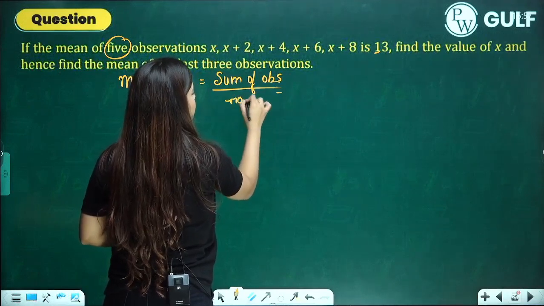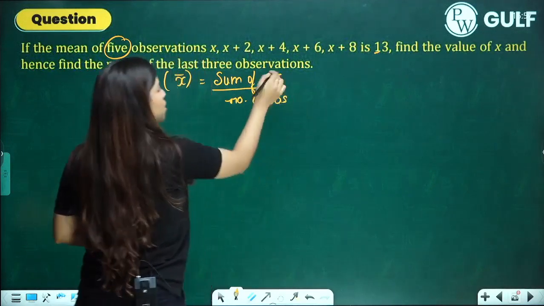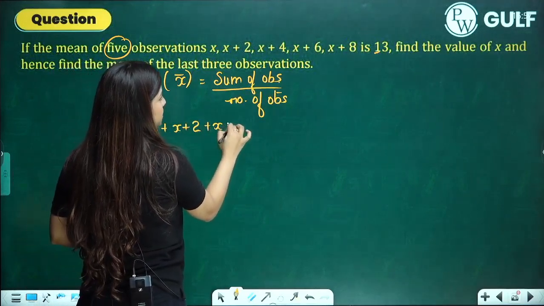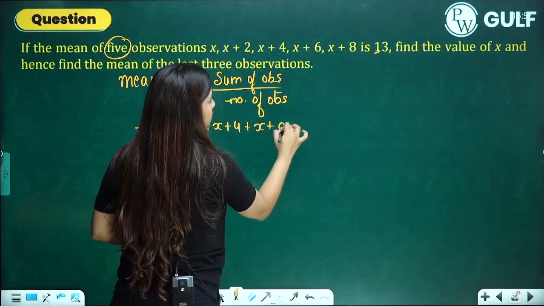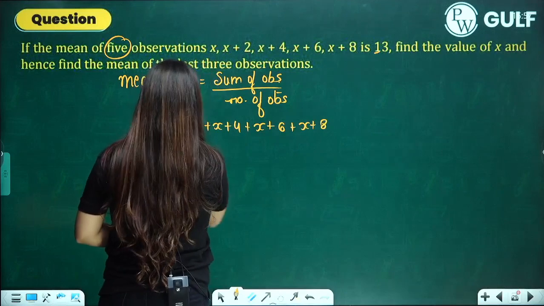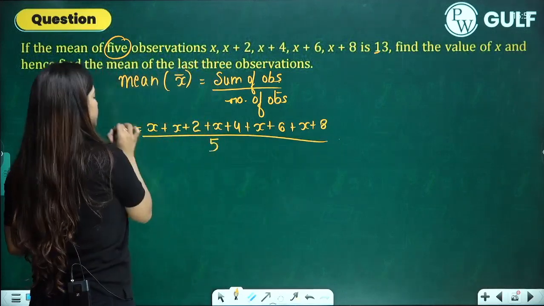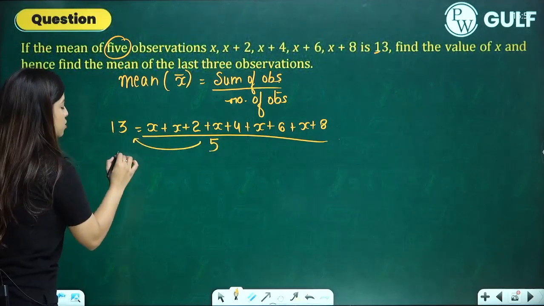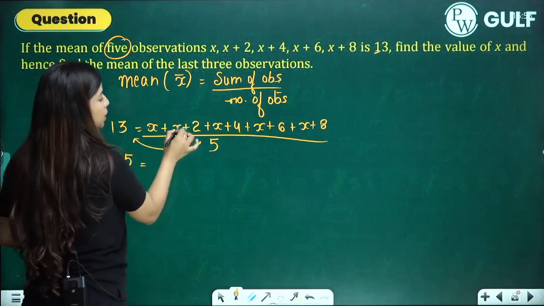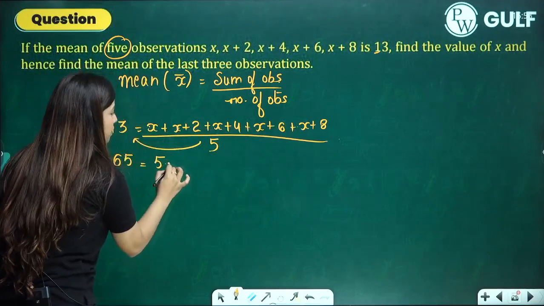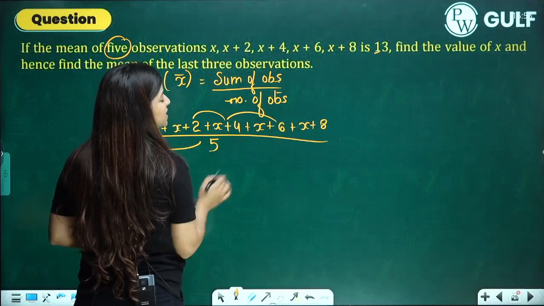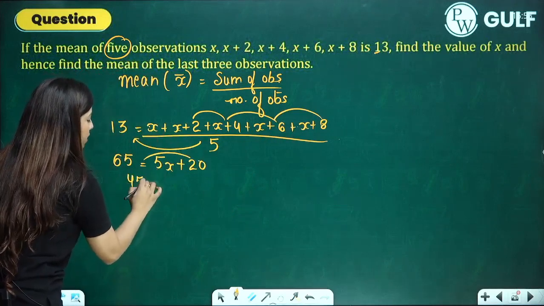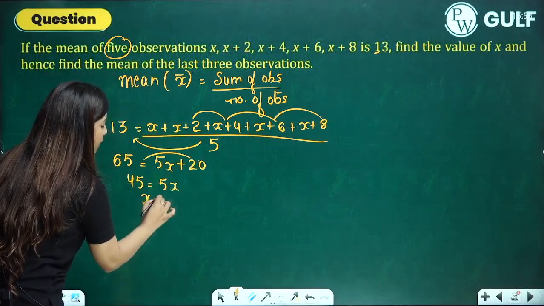We know that mean, which is denoted by x bar, is equal to sum of observations divided by number of observations, right? What will be the sum? That is x plus 2 plus x plus 4 plus x plus 6 plus x plus 8. Now this is the sum. Number of observations is 5 and the mean is already given to you as 13. You just take this 5 and multiply. So this will become 65 is equal to 5x, 2 plus 4, 6, 6 plus 6, 12, 12 plus 8, 20.